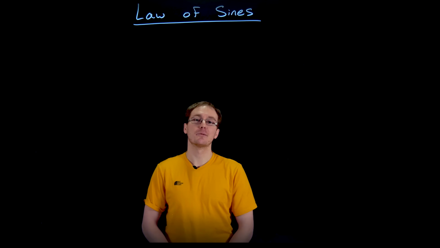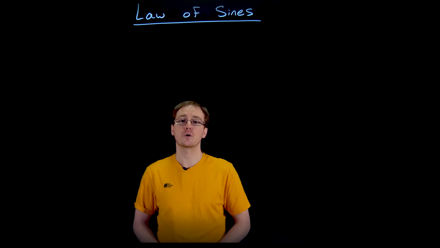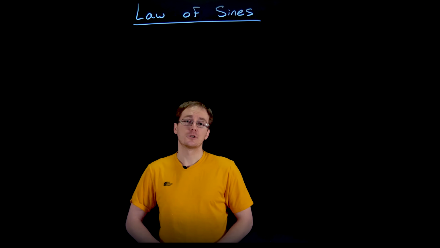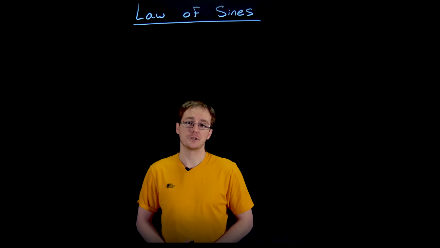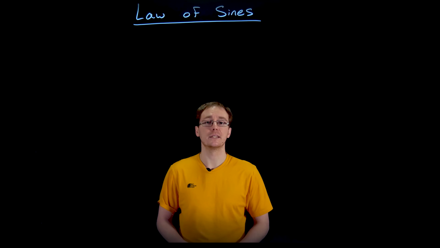Welcome back, everyone. In some of our earlier videos, we talked about our trigonometric functions and how they can be used to help us work with and solve problems involving right triangles. In this video, we're going to keep working with our trigonometric functions and see how they can also help us solve and work with non-right triangles. If a triangle is not a right triangle, we call it an oblique triangle.